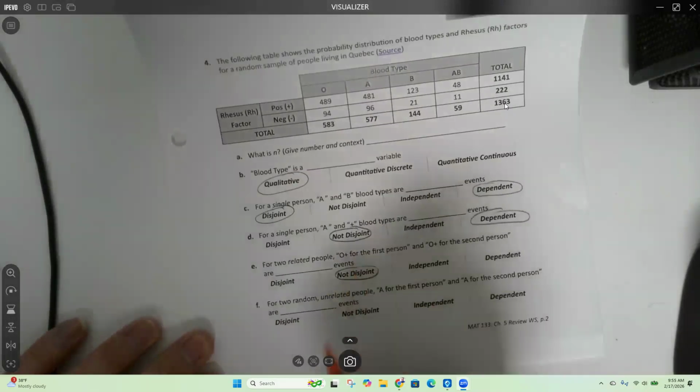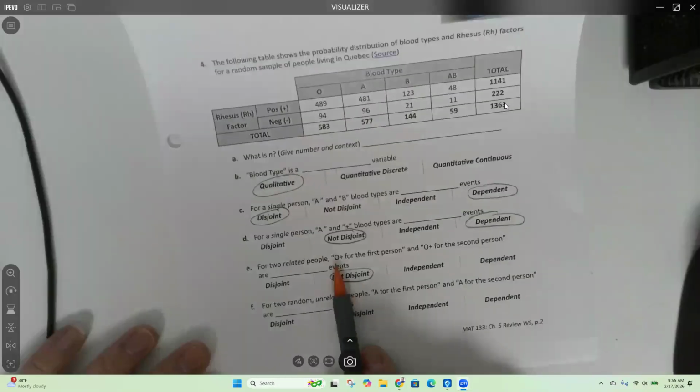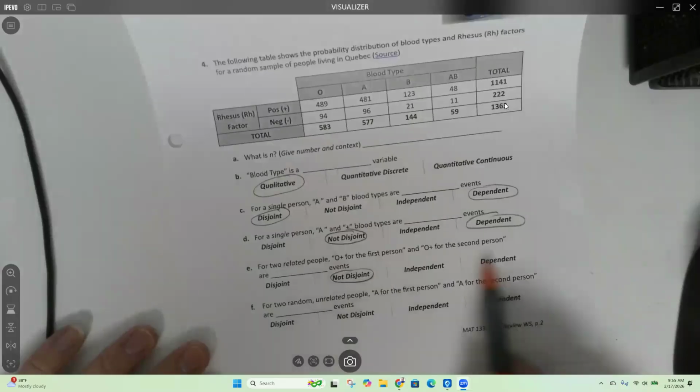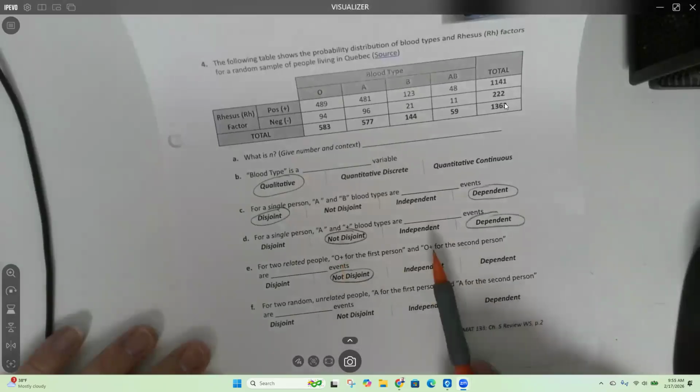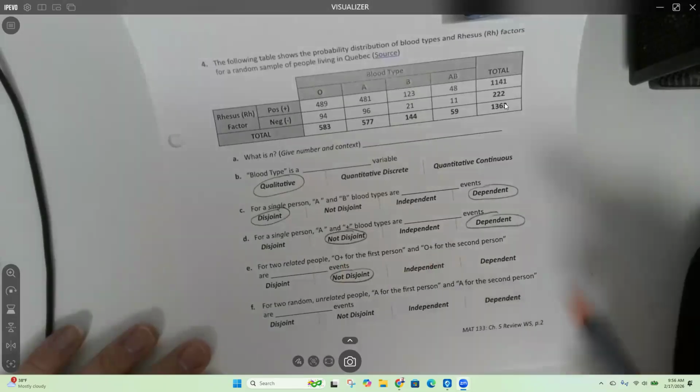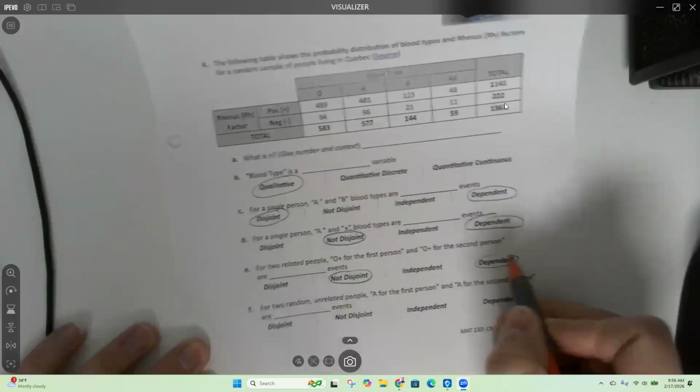So if the mom says they're O positive and the son says they're O positive, those can both happen, right? It is possible for two different people to have the same blood type. Now, if the mom says she's O positive, is that going to change the probability that the son is O positive? Yes, it does, because for related people, you're more likely to have the same blood type. So these are dependent. Okay.